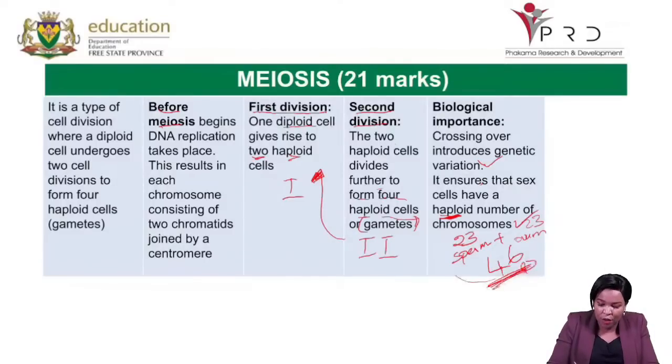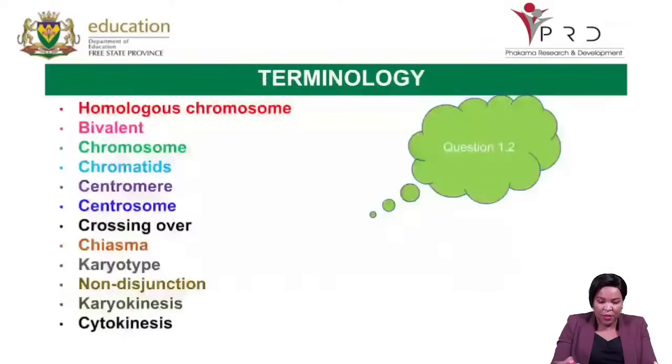So the function of meiosis is to ensure that sex cells or gametes, remember, sex cells are gametes, have a haploid number. So a haploid number for humans will be 23. So you must remember all of that.